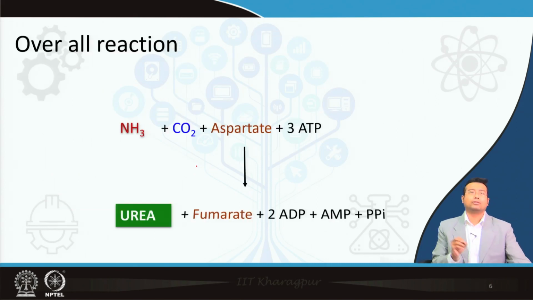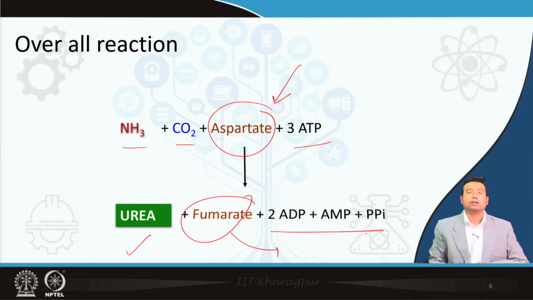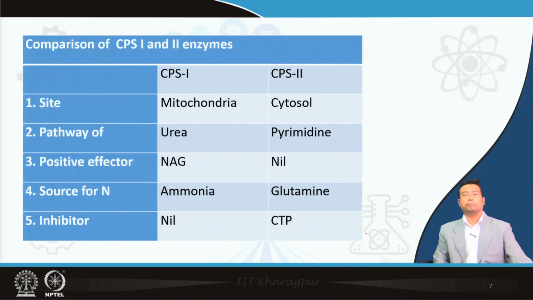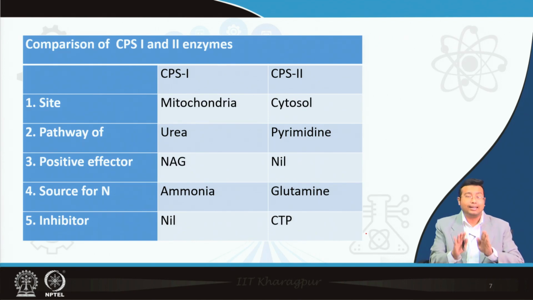We all know the final reaction: ammonia, carbon dioxide and 3 ATP participate along with aspartate from the TCA cycle, leading to the formation of urea and fumarate, which goes into the TCA cycle, and ultimately 2 ADP, 1 AMP and 1 PPi. Now, I mentioned that we will read about carbamyl phosphate synthetase 1 in detail. Carbamyl phosphate synthetase 1 has an isoform or isoenzyme, carbamyl phosphate synthetase 2.